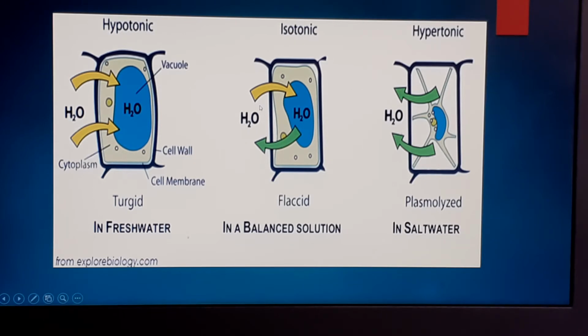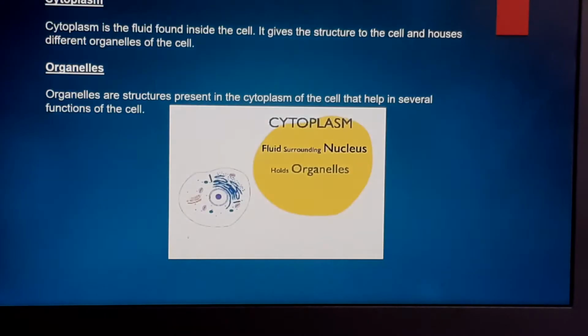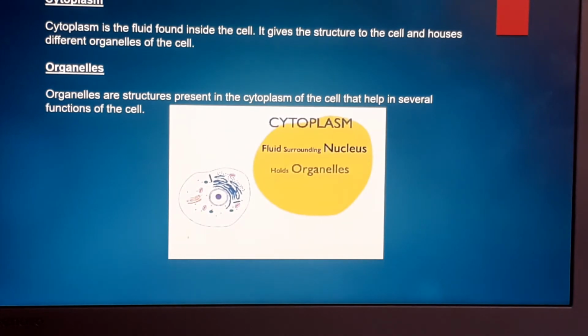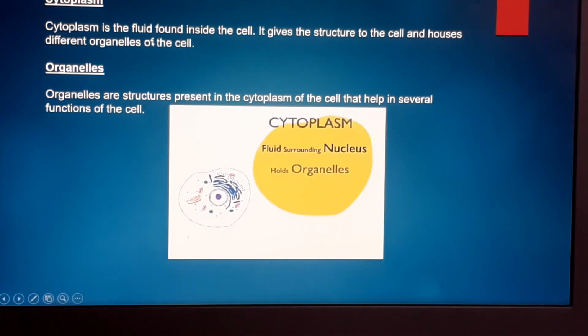This is by the membrane. What is that? The plasma membrane, selectively permeable in nature. Next, we are going to study the different cell organelles, that is cytoplasm and all. See here, cytoplasm. What is cytoplasm? Cytoplasm is the fluid found inside the cell. It gives structure to the cell and houses the different organelles of the cell. So this is said to be cytoplasm.